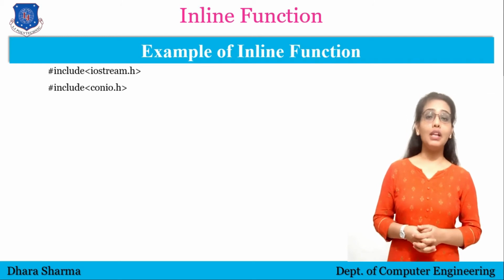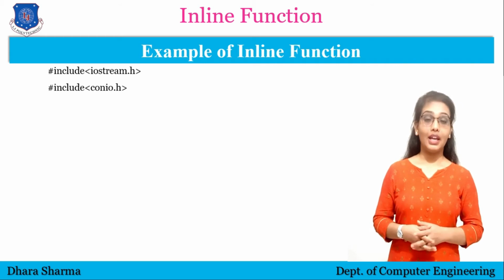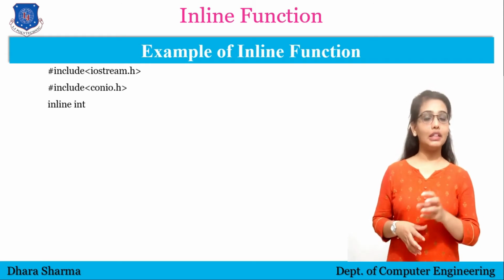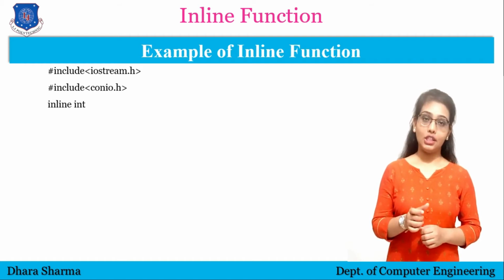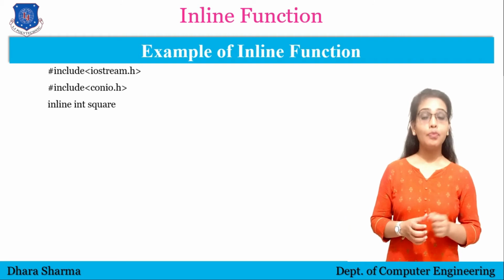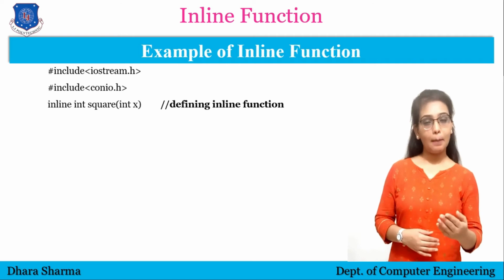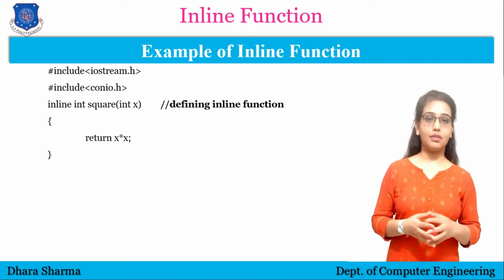So here in this example, I have defined a function just before the main function, and the function is an inline function. So we will start with the inline keyword. Here the return type is integer because the function will return an integer value. So I have used the integer return type, inline, integer, then the function name which is square, and the argument which is integer x, the value which will be passed from the main function. And then in the curly brackets the logic of the square function, which is x multiplied by x.